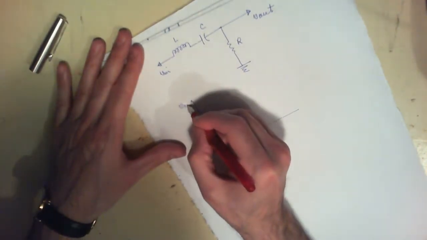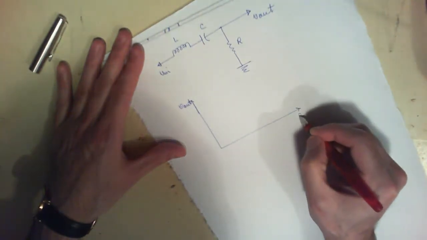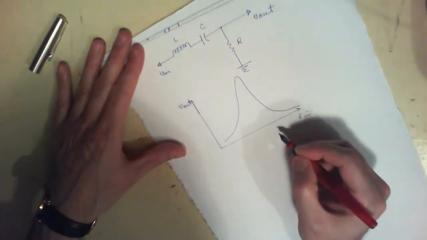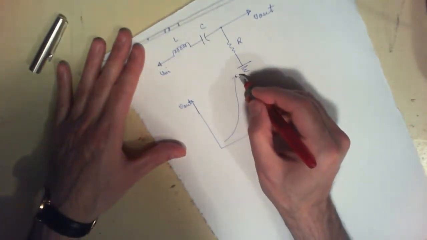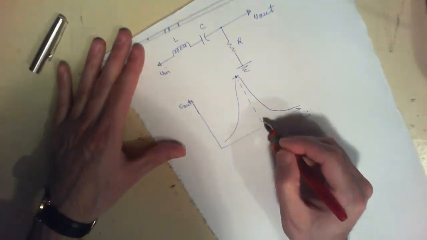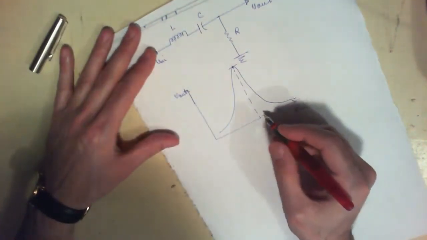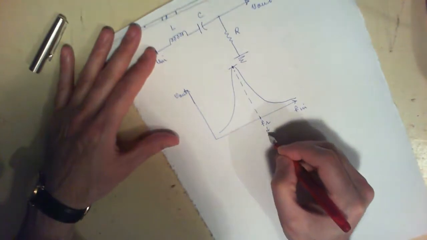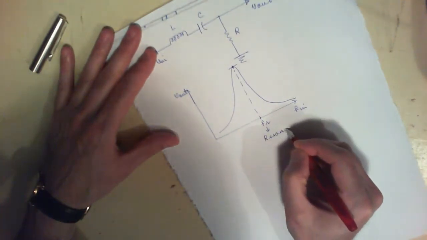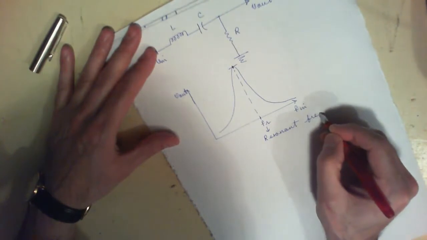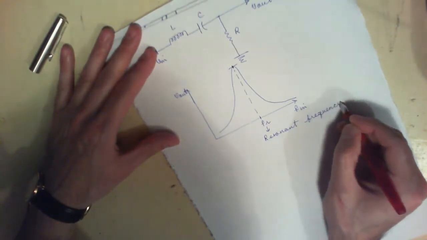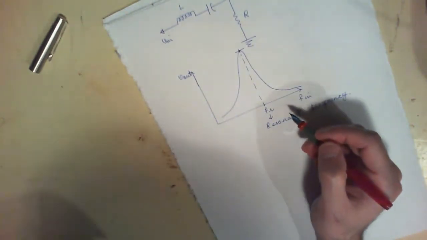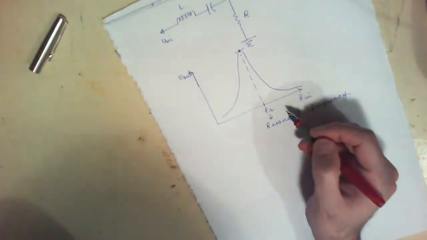If this is V of out, and if this is F of in, the output was actually something like this, and this peak basically happened at F of R, which is called the resonant frequency. Now about this resonant frequency, a few words.